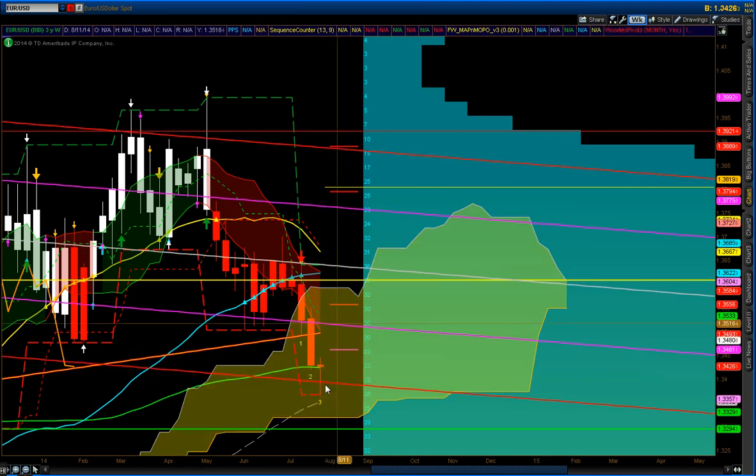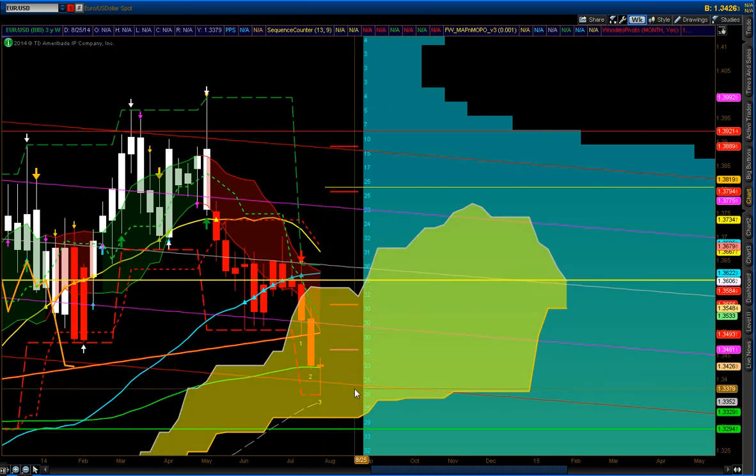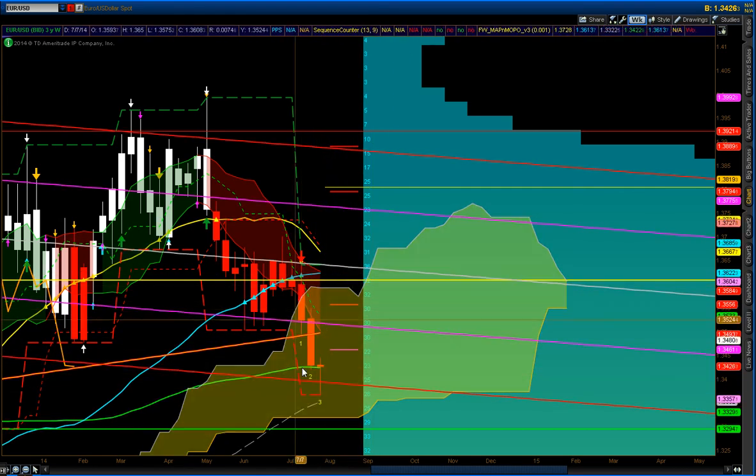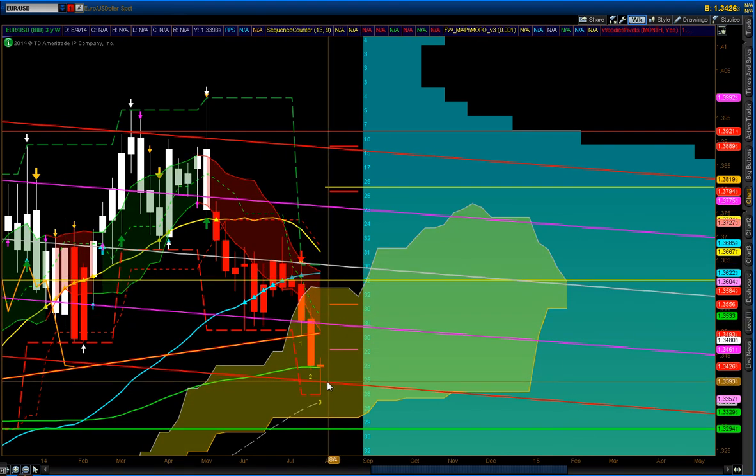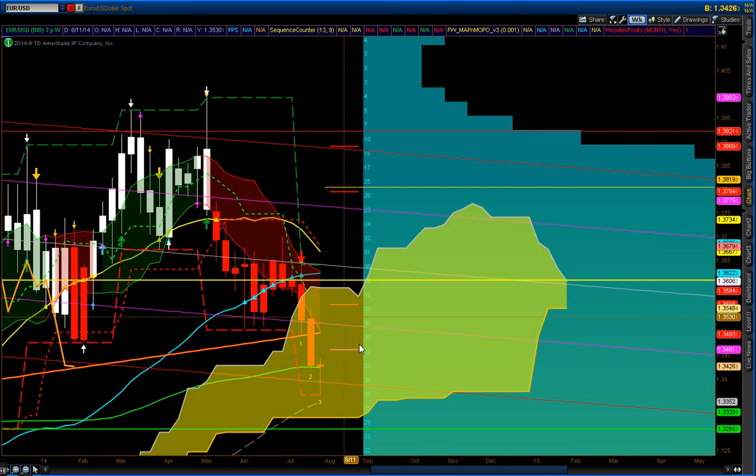So it could be erratic. It could be like going this way, going down. It could just go nuts once it's in the cloud. But once you crack the cloud and crack this 50%, then I'm going to say that the euro is really getting weak. But as of right now, the weekly is kind of in that medium point.